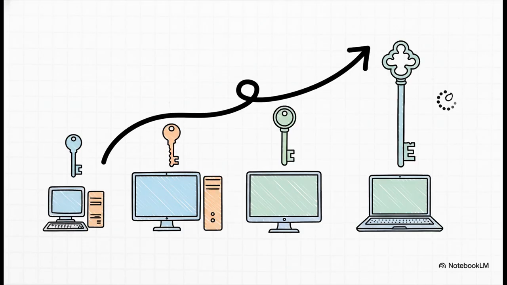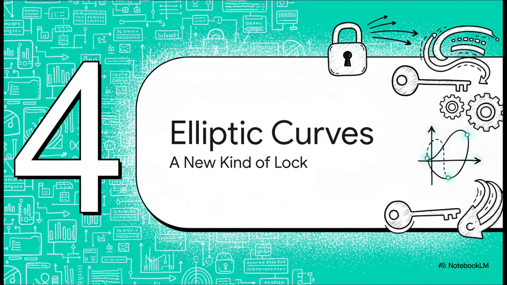And this kicks off a massive, continuous arms race. As our computers get faster and better at factoring, the keys have to get longer and longer and longer just to stay one step ahead. But these gigantic keys, they make everything slower and way more power-hungry. The digital world needed a new kind of lock, one that was just as strong but a lot more efficient. And that brings us to the next generation of public key cryptography, elliptic curve cryptography, or ECC. It's an elegant, powerful, and much more efficient way to secure our data.